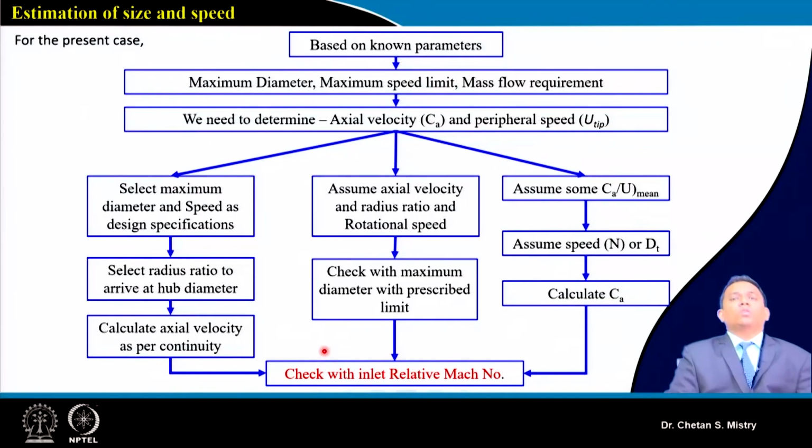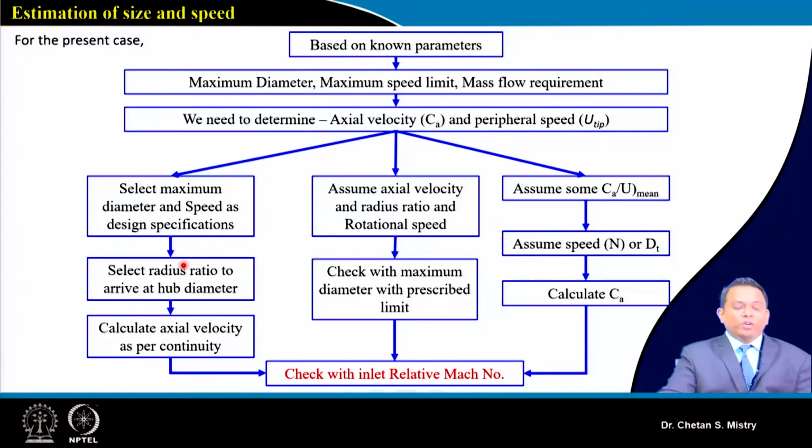So in order to start with this design, we have different approaches which are possible. Let's discuss them one by one, and out of them we will be selecting one approach. So what are the possibilities? First, you can select the maximum diameter and speed as per the design dimension. Our given diameter is known to us, and rotational speed is also given to us. So we can use this for our initial design calculation.